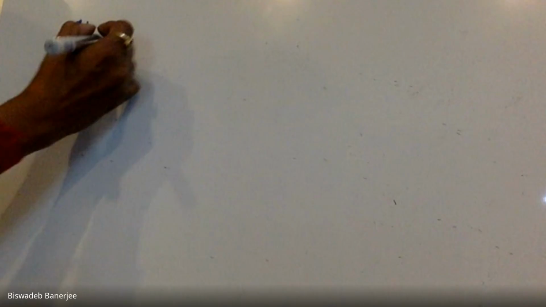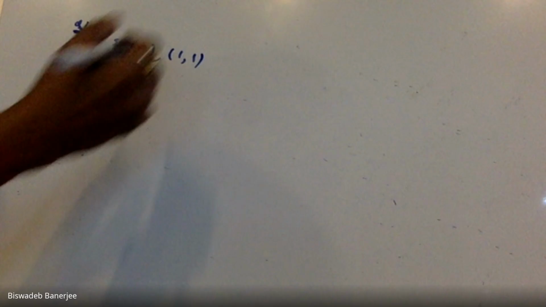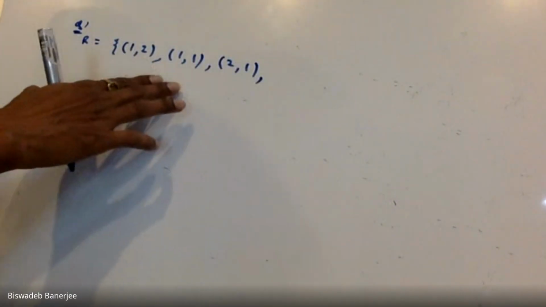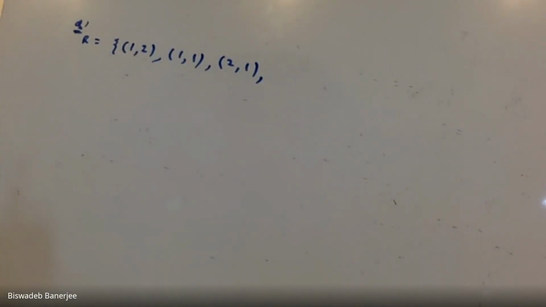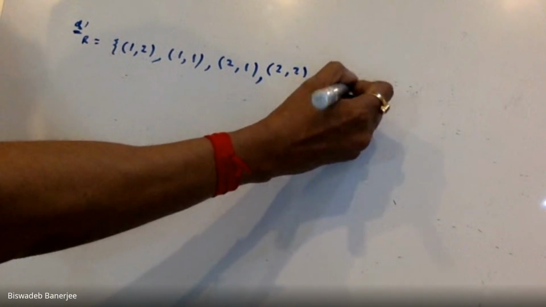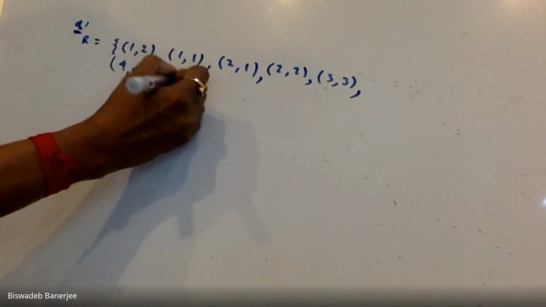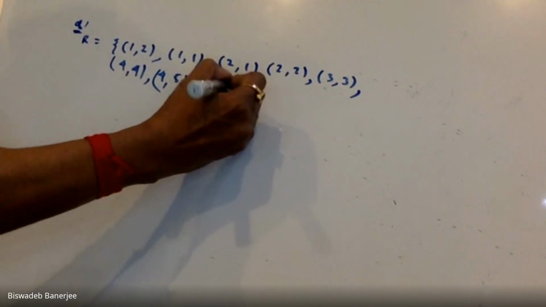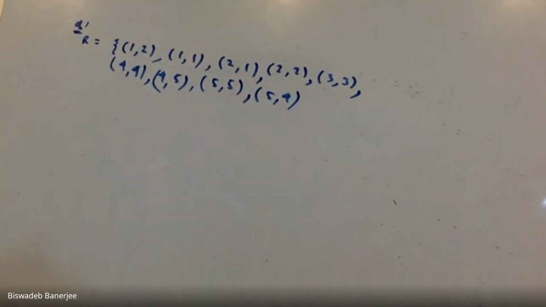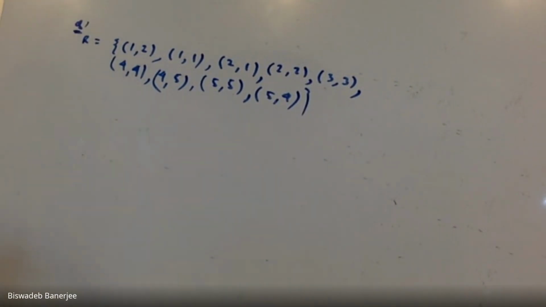We are given a relation question. Consider the relation given as (1, 2), (1, 1), (2, 1), (2, 2), (3, 3), (4, 4), (4, 5), (5, 5), (5, 4). See that here the relation is given in set form. Okay, that's it. Suppose we are given a relation like this.